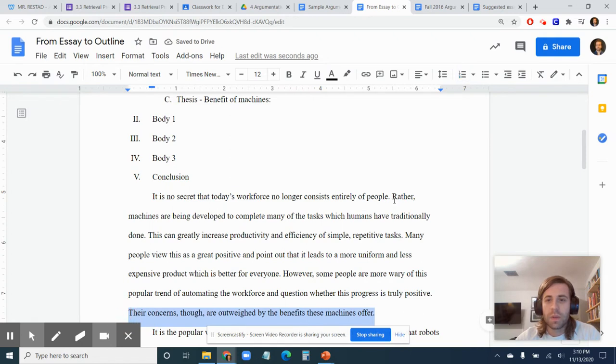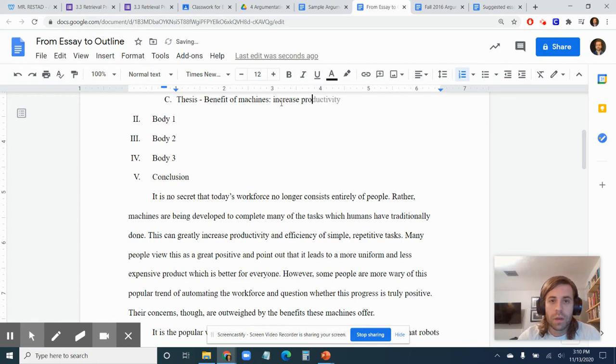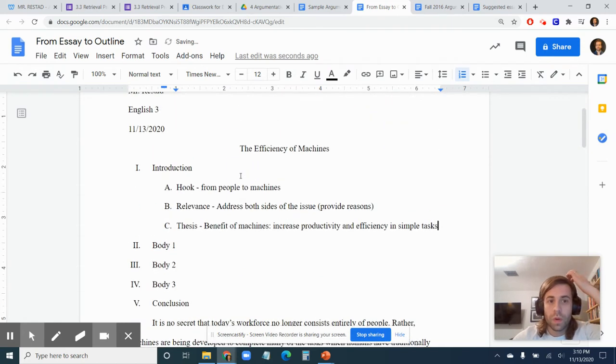We have this sentence here, but then we also have this part of their introduction where they allude, I'm thinking, a little bit to what they're going to end up talking about later on in the essay. I'm noticing this sentence right here. This can greatly increase productivity and efficiency of simple, repetitive tasks. Benefit of machines. They are increase productivity and efficiency. And they've even gotten even more specific than that. In simple tasks. Cool. So that's all I need to do for my first introduction paragraph.